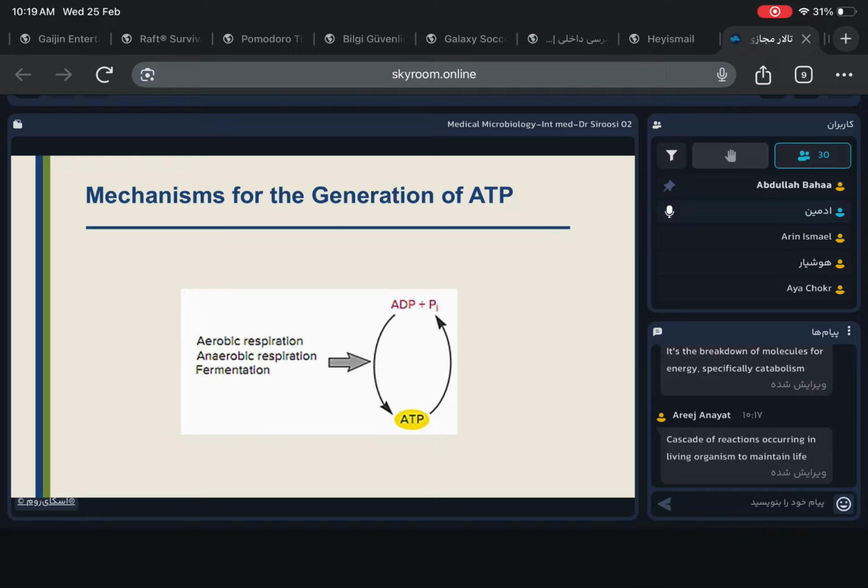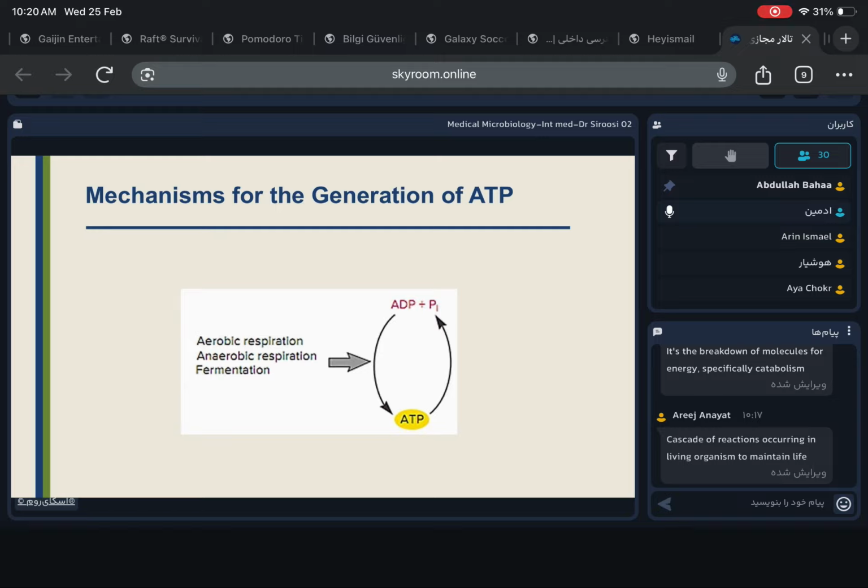In aerobic respiration, bacteria use molecular oxygen as the final electron acceptor, and they generate a large amount of ATP. In anaerobic respiration, bacteria use molecules other than molecular oxygen as the final electron acceptor, and they produce less ATP in comparison to aerobic respiration.